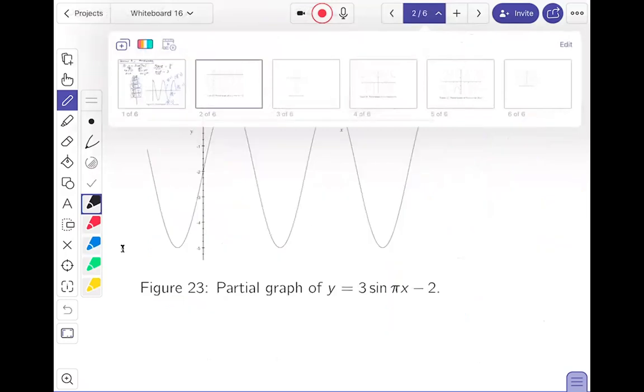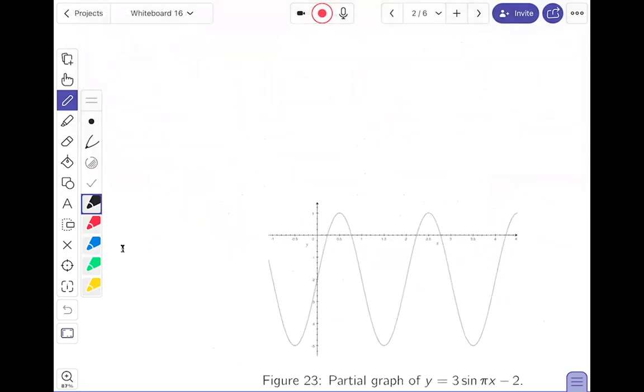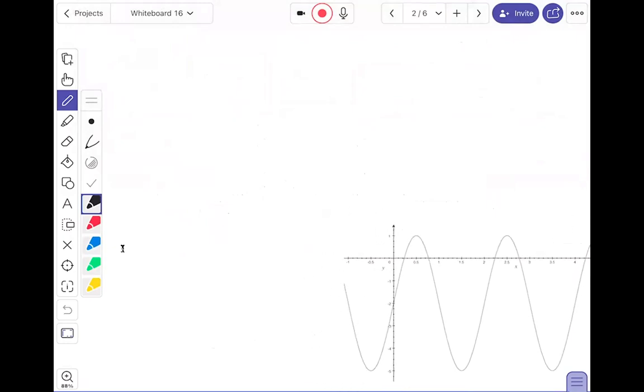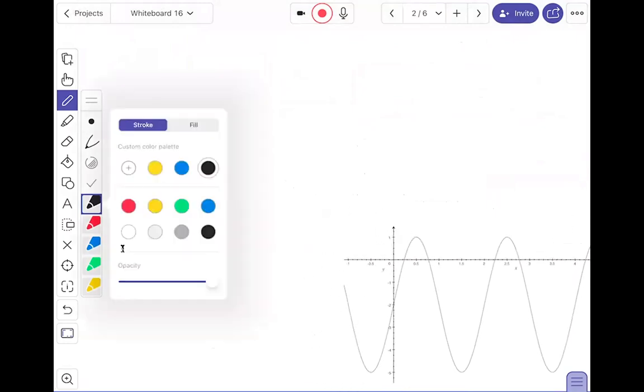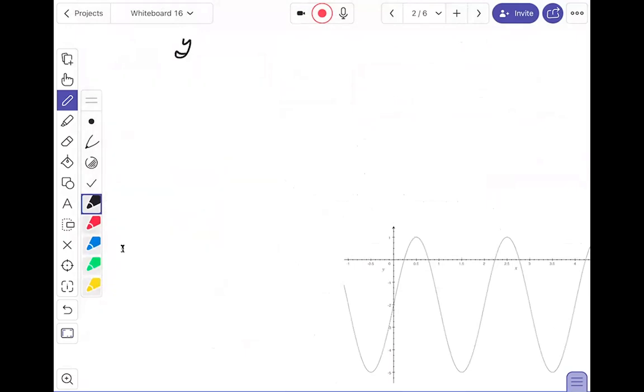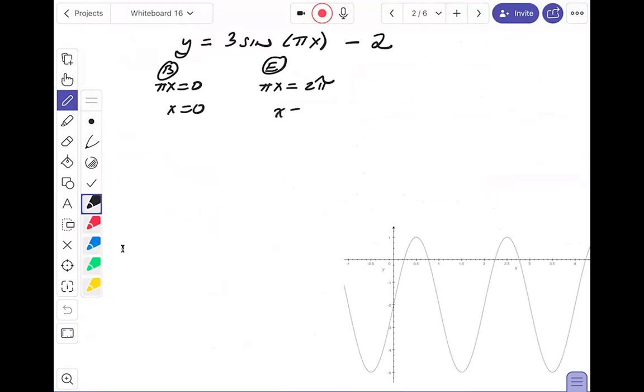All right, we're going to do this one now. All right, and write down for you. Push this on the side a little bit. And what's that going to be? Y equals 3 sine pi x minus 2. So to begin, that's going to be pi x equals 0. And again, just reviewing what we did in class. Then it's going to be pi x equals 2 pi. So x equals 0, and that's pretty simple. And x would equal 2.